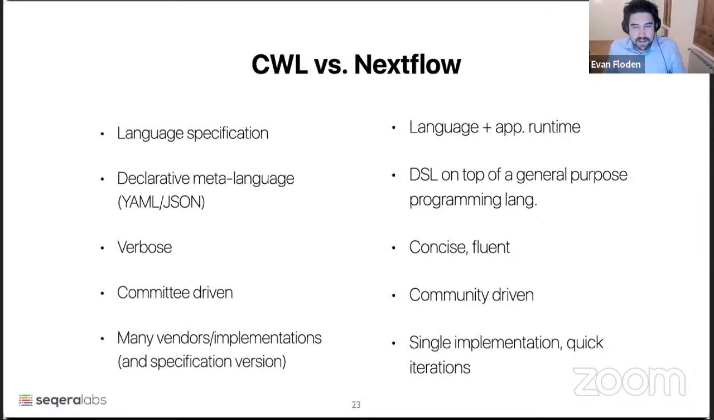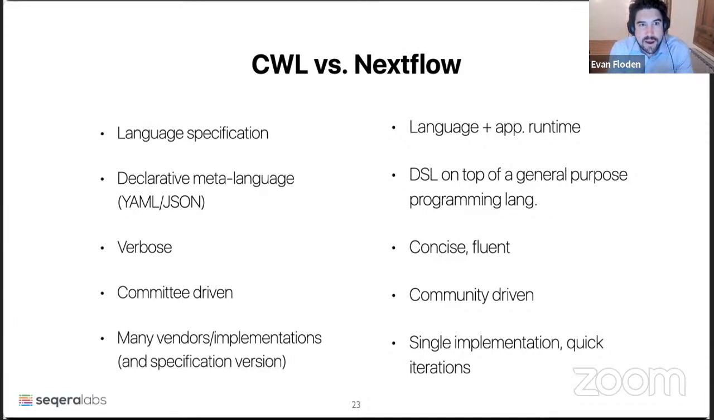Okay, there are a few differences between CWL and Nextflow. With regards to CWL, Nextflow contains both the language, essentially the way you write it, as well as the runtime, where CWL is more of a specification. We've also got the concept of Nextflow being a DSL, specifically written for pipelines, versus more of a declarative, YAML-like approach.